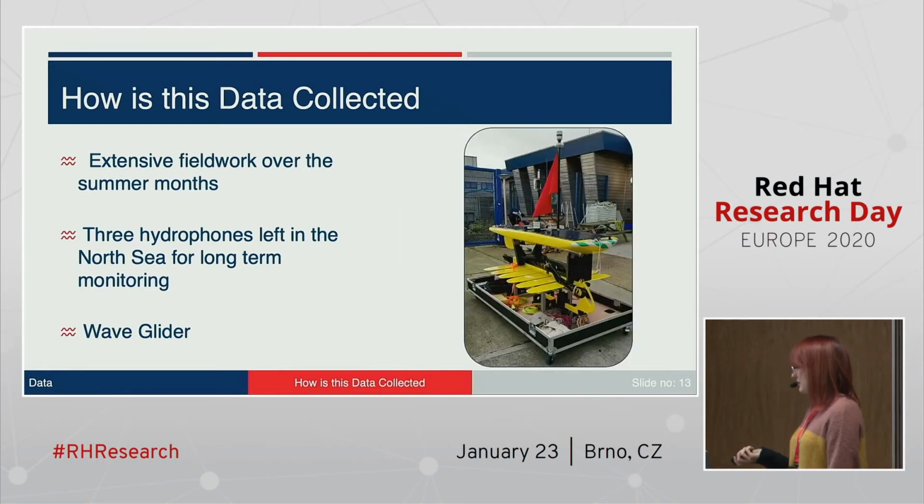And this is what a wave glider is. It looks a bit like a surfboard. On the top it has solar panels to keep the energy for the engine, and it has a hydrophone connected to the bottom of it.